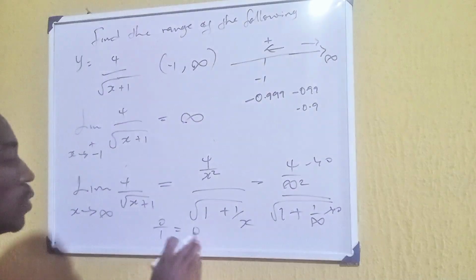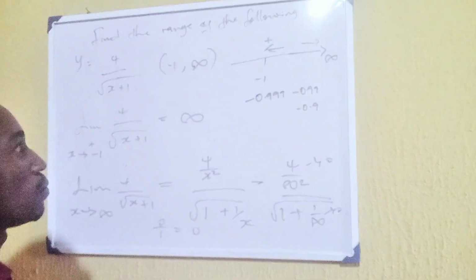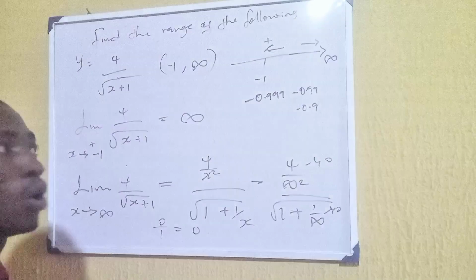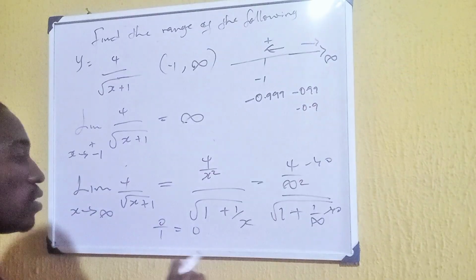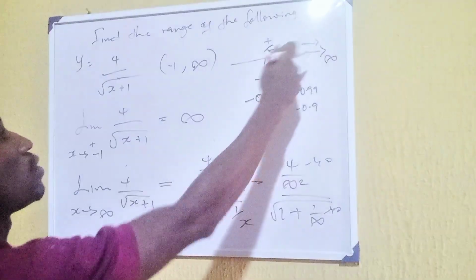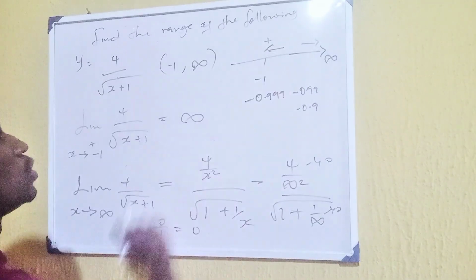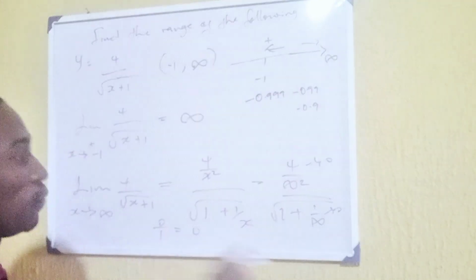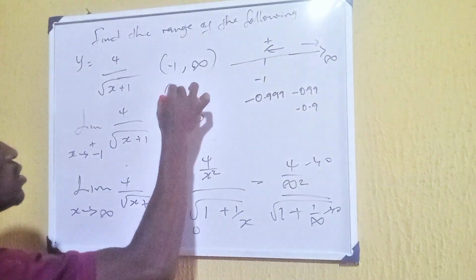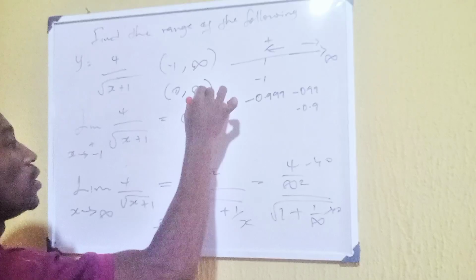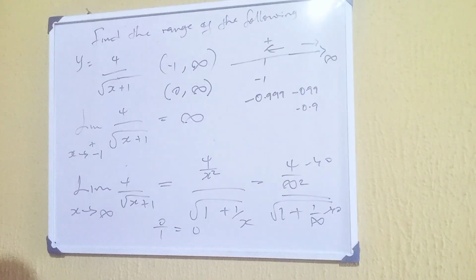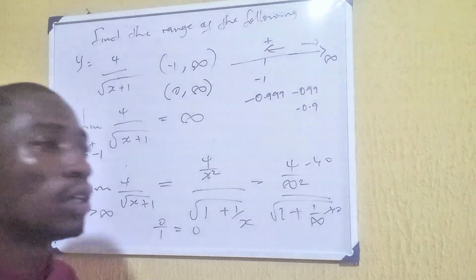So you can see that we have 0 and infinity as boundary values, no other value. So tending towards infinity, we have 0. Tending towards negative 1 from this side, we have infinity. So in that case, the range is 0, infinity. The negative part is not included in the range.